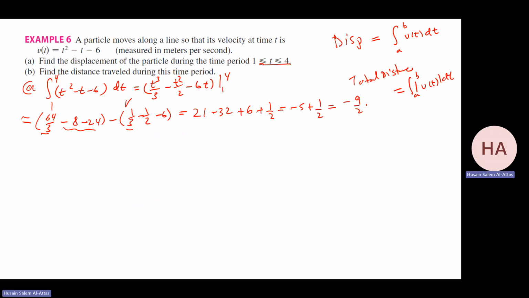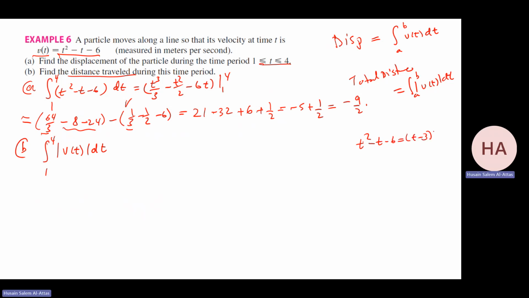Okay. Total distance. You want the distance of it. I have the velocity. So this is the rate of change. The distance will be the integral of the rate of change, S prime, which is V of t. Now the total distance will be the integral from 1 to 4, absolute value, V of t dt. So I need to check when this is positive and when it is negative. Okay, we work this.